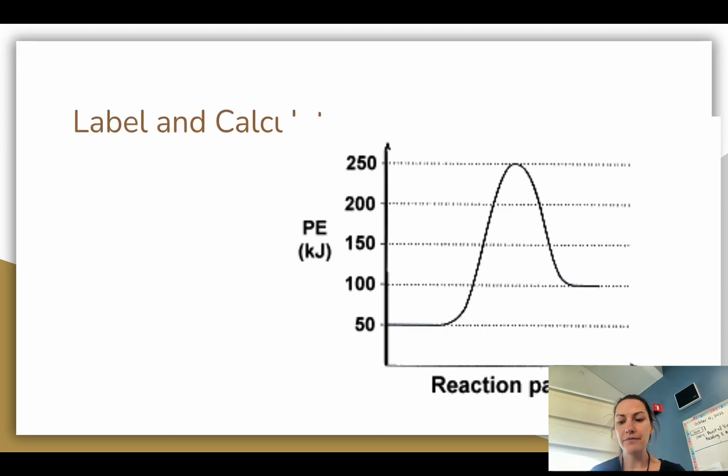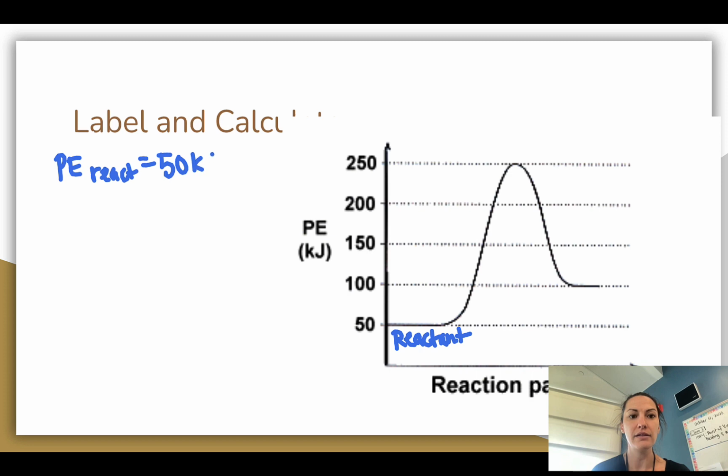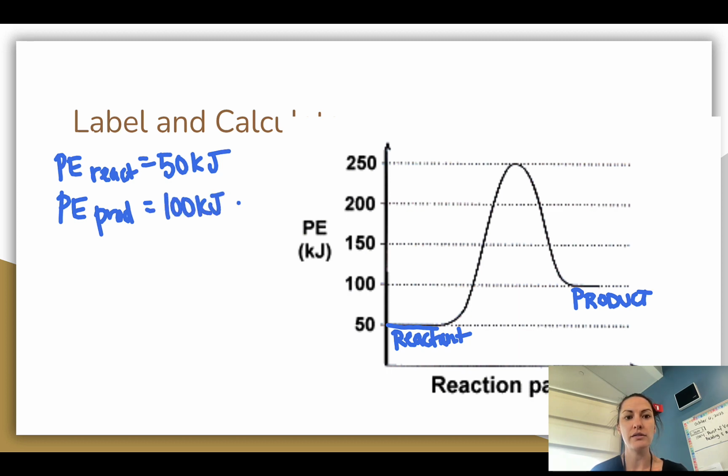So the first thing that we have is we've got the potential energy of the reactants. And that's going to be what we start with. So the potential energy of the reactants, in this case, is just going to be 50 kilojoules. How much energy do we start with right here? Okay. The potential energy of the products is how much energy do we get at the end? Okay. So if you look on our graph, the potential energy of our products in this example would be 100 kilojoules. So we just track this back to see that it is 100 kilojoules.